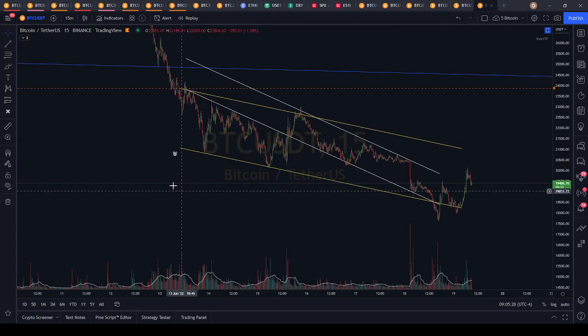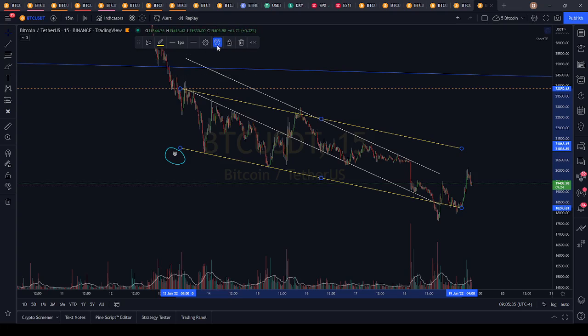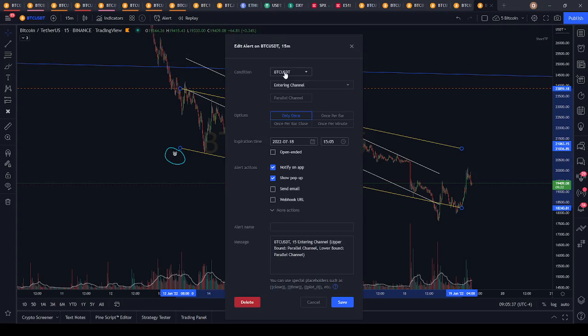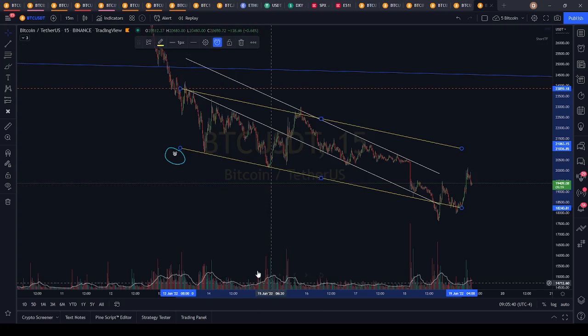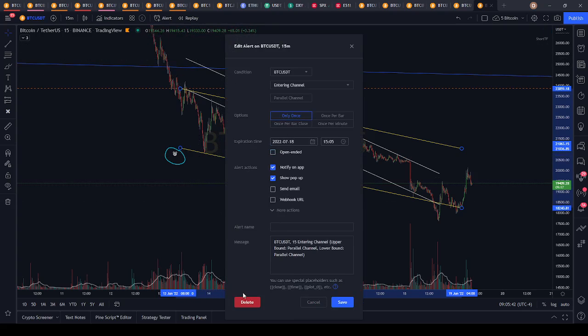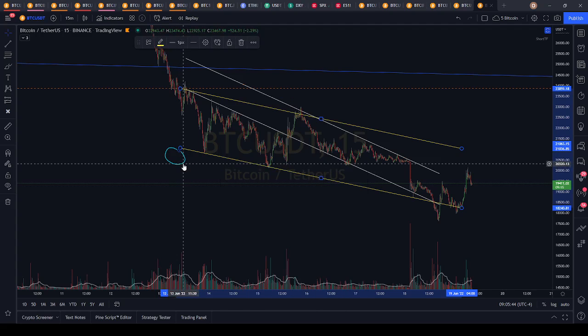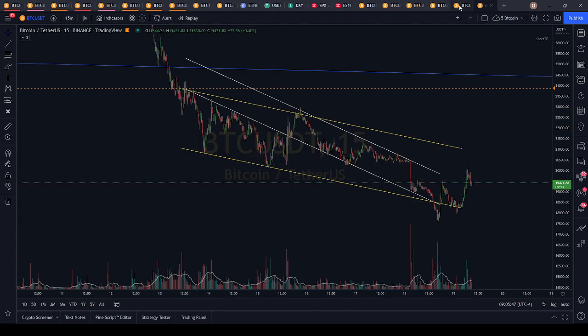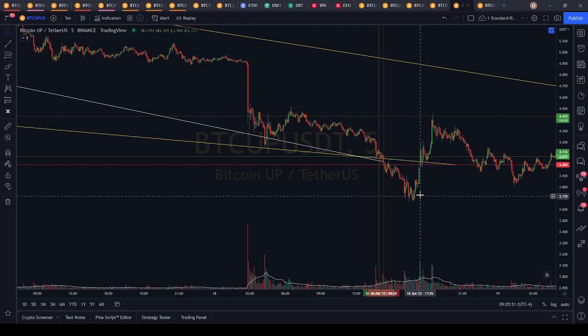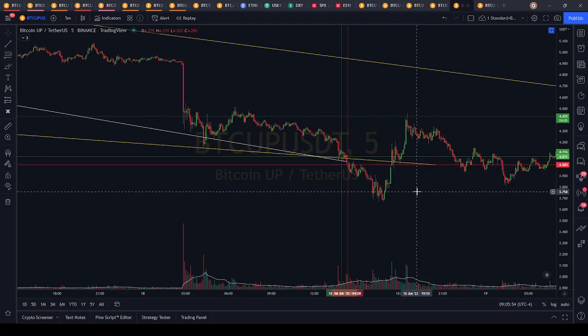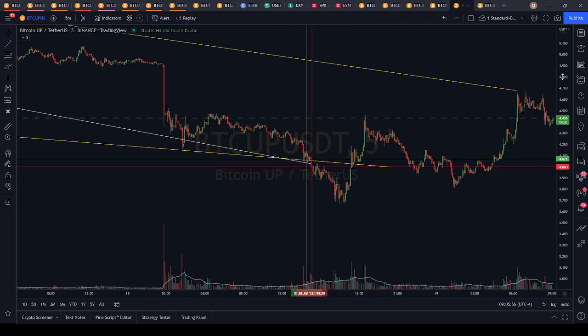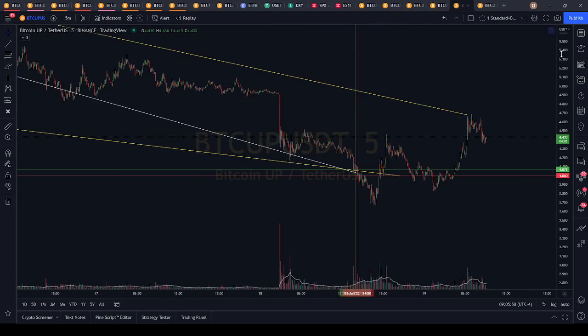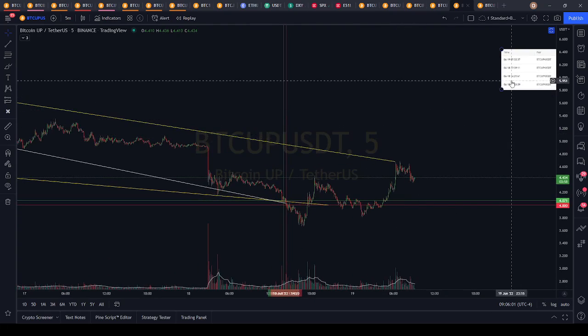I went to my Bitcoin chart and I set this alert right here. And what that alert is on is this parallel channel. And I said, entering channel, alert me when that's happening. And I'm going to delete this now because I don't need it anymore. But I set that alert. And so what happened is as soon as this green candle came up and smacked that again, I got an alert. And so that would have been somewhere in here. And so now it's going to be important for me to mark where my other buys and sells were. So give me a second to do that.